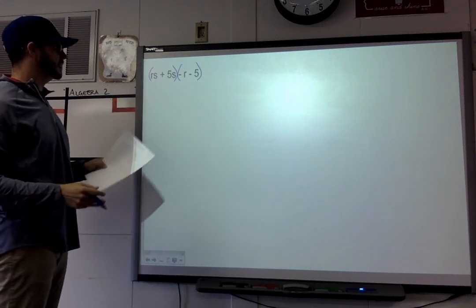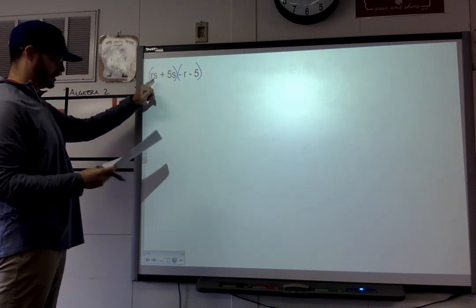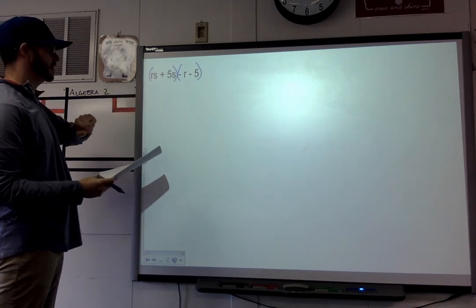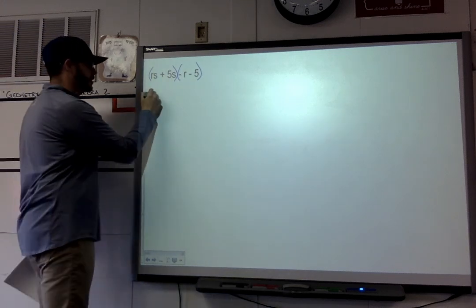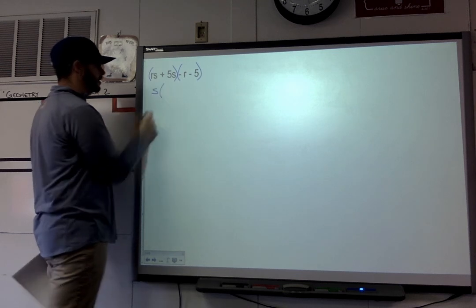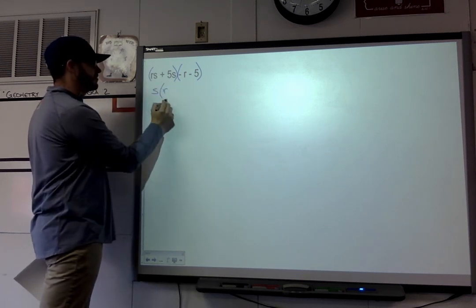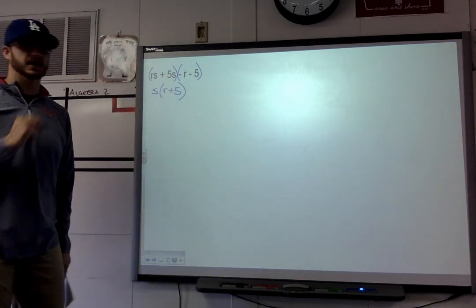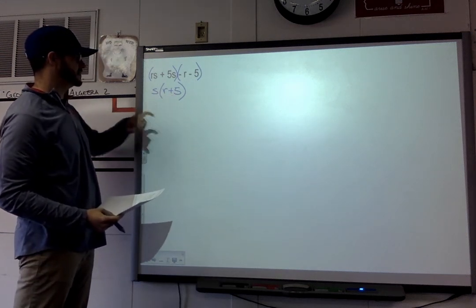If I look at RS plus 5S, there's no number that can come out of both of these, but there is a variable that can come out of both. We can pull an S out of there. RS divided by S leaves us with R. 5S divided by S leaves us with a positive 5. So we have R plus 5 left in the parentheses here.